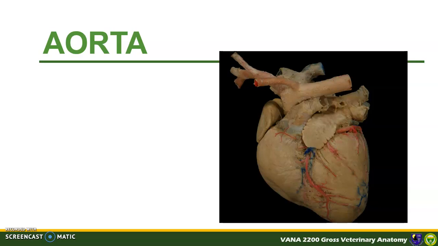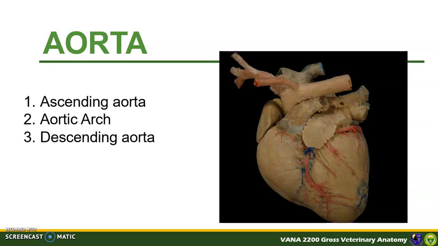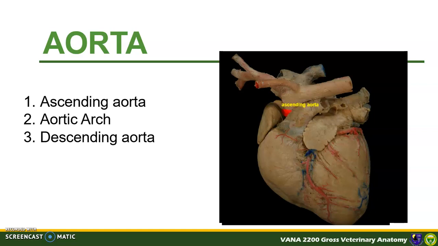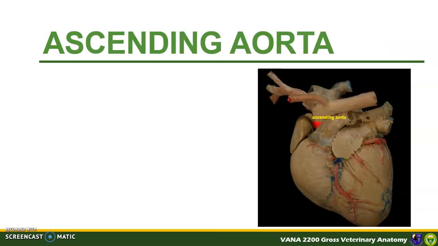the systemic circulation. The aorta is divided into three major parts: the ascending aorta, the aortic arch, and the descending aorta. Let us discuss the branches in each part of the aorta in the next slides. The ascending aorta is the initial part of the aorta. Imagine this is the ascending aorta arising from the left ventricle after the aortic valve.